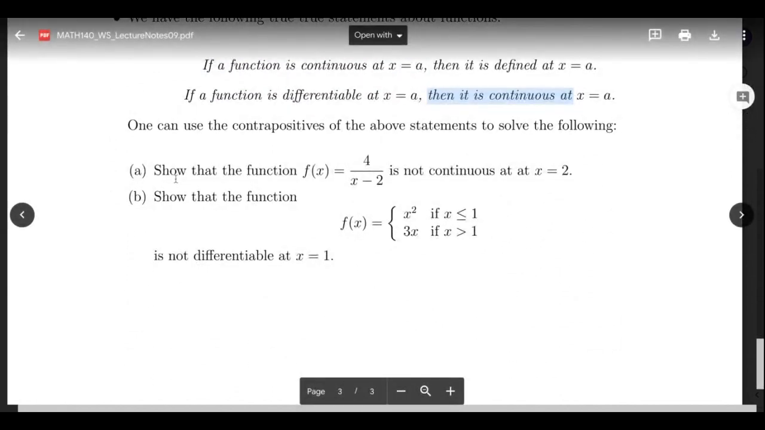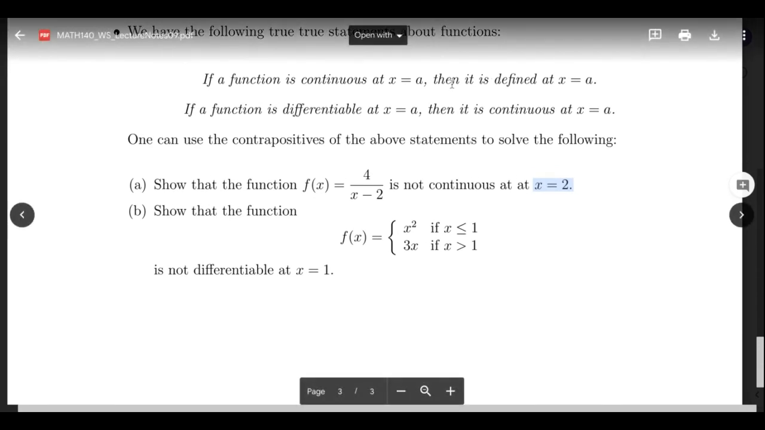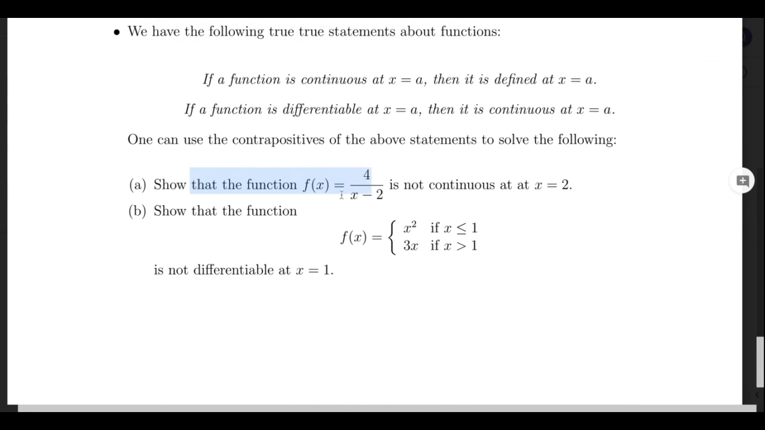Part A: show that the function f of x equals 4 divided by x minus 2 is not continuous at x equals 2. When x equals 2, we see the denominator of the function becomes 0. That's prohibited in math. We don't divide something by 0, so it is not defined. So we want to use this one: show that the function f of x is not continuous at this point.